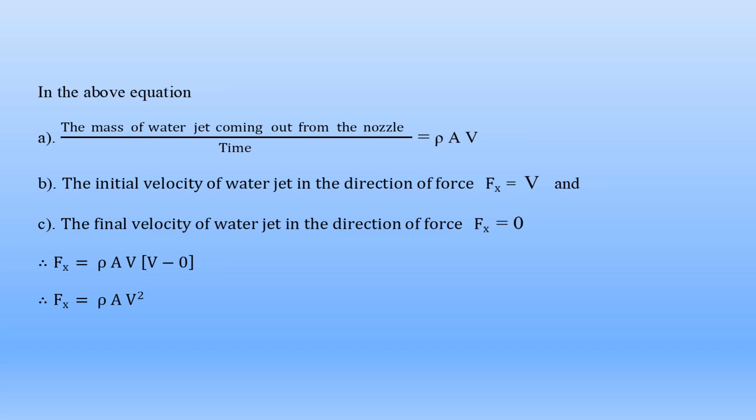So in this first impact, when the horizontal water jet hits the stationary vertical flat plate, the horizontal force Fx exerted by the water jet on that metal plate is given by rho A V square. This is the equation of horizontal force Fx exerted by the water jet on the stationary vertical flat plate. This is the first condition.